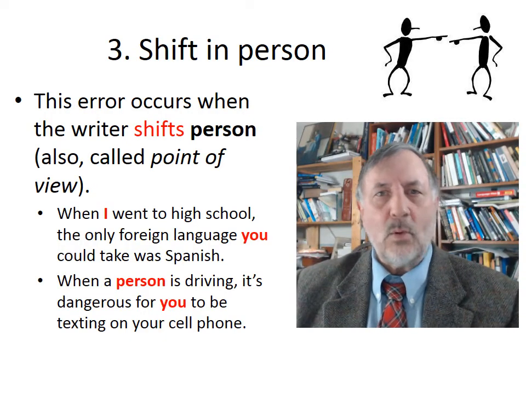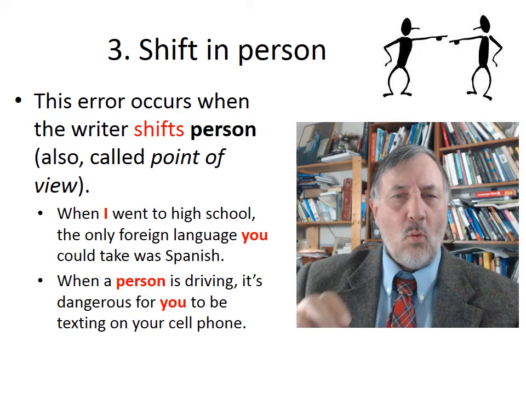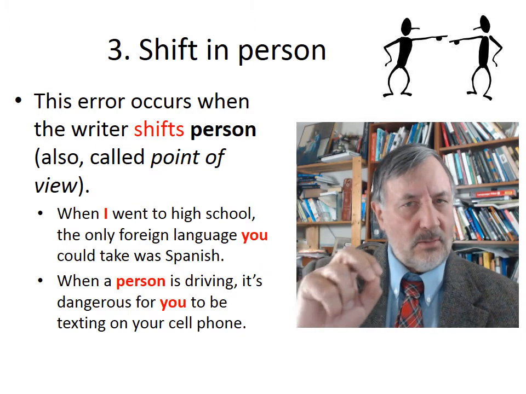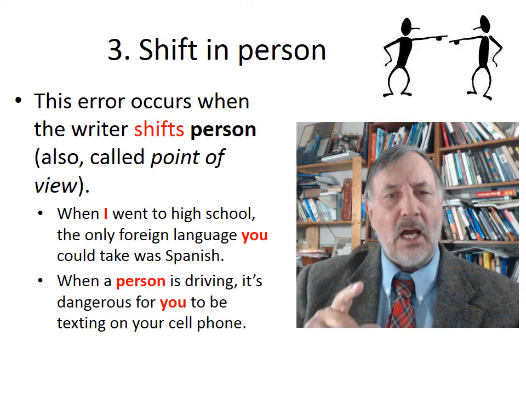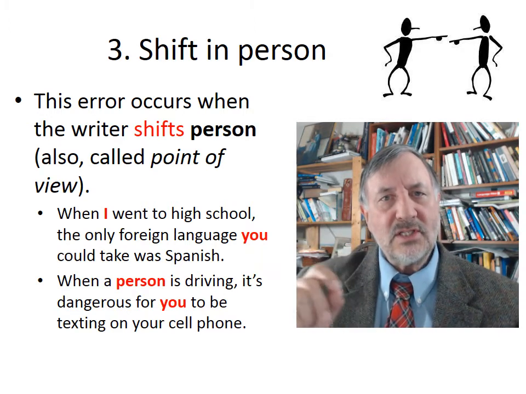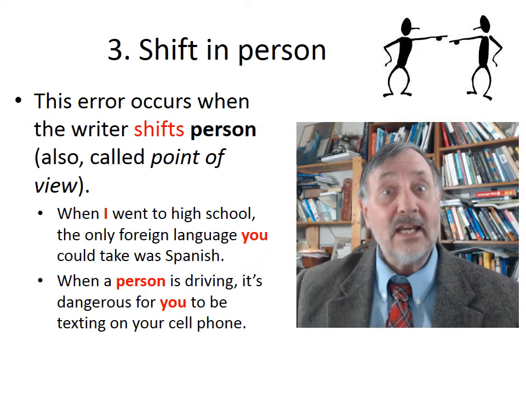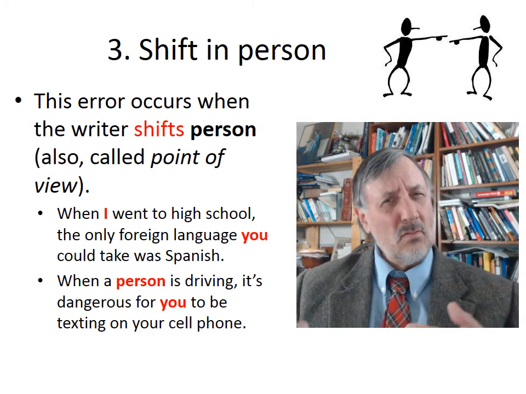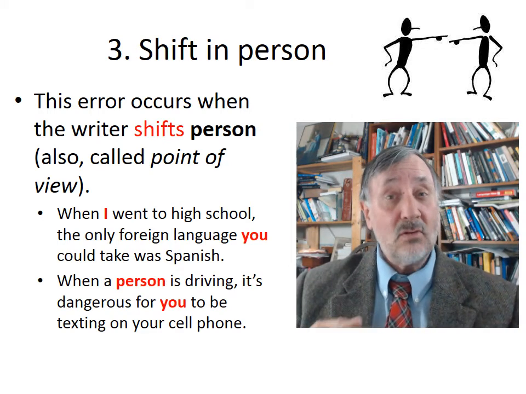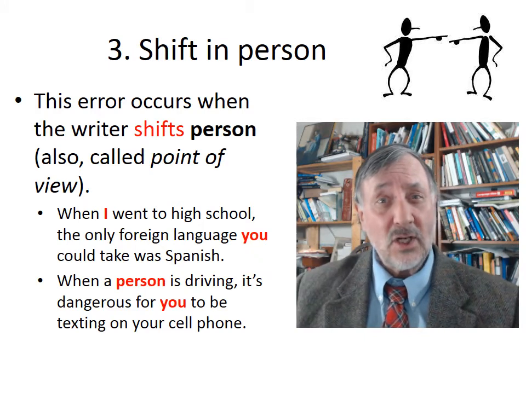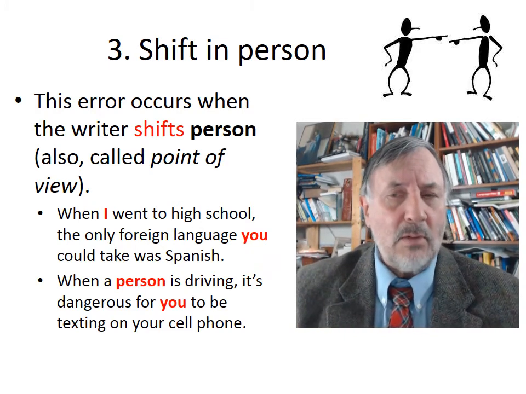So the first shift that we want to avoid is the shift in person. This occurs when the writer shifts person, also called a point of view. Say, for instance, from, in our first example, from the first person to the second person. So, when I went to high school, the only language that you could take was Spanish. Can you start to see how that's illogical? When I went to high school, the only language that you could take was Spanish. That doesn't quite work.